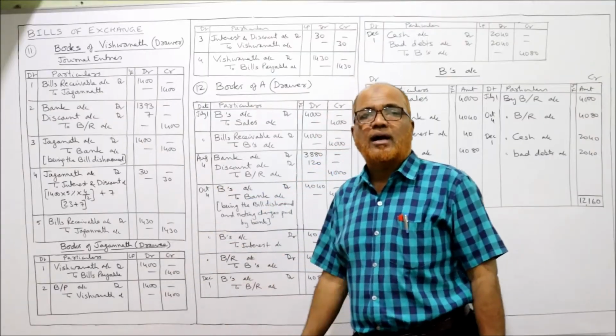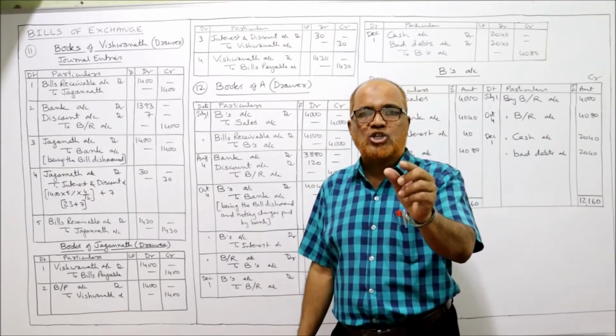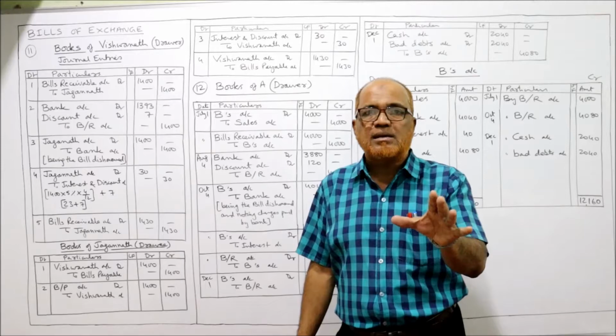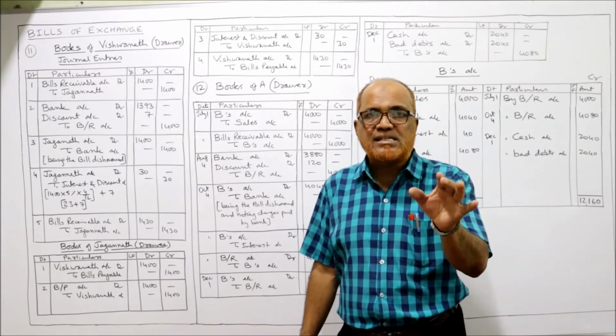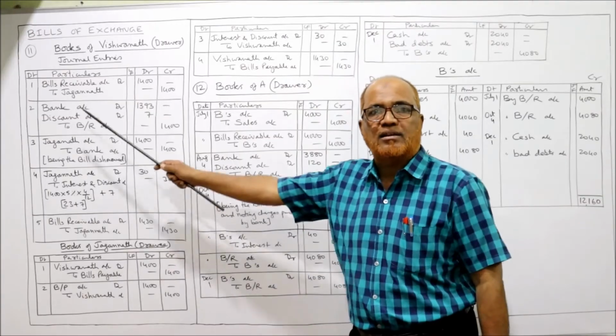Bills Receivable Account debit to Jagannath. Narration will be: being the acceptance of Jagannath receipt. Being the acceptance of Jagannath receipt.